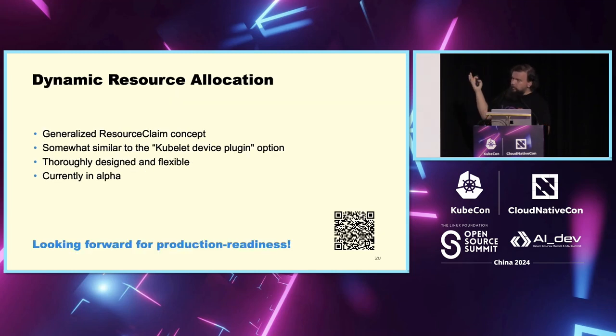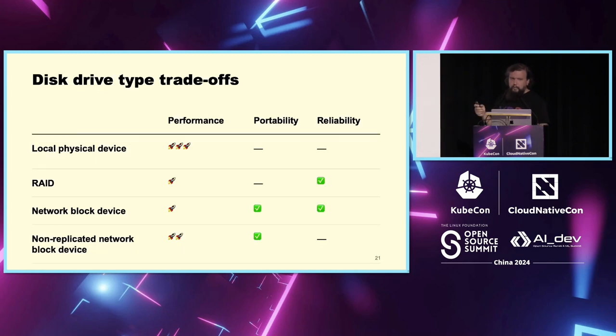And the next thing that's upcoming and also looks promising is called dynamic resource allocation. It seems like it will be able to replace the current approach of kubelet device plugin I just covered. And the main downside is that it's currently in alpha, so it needs to get closer to production readiness to be considered for real. Also a link to the project page.